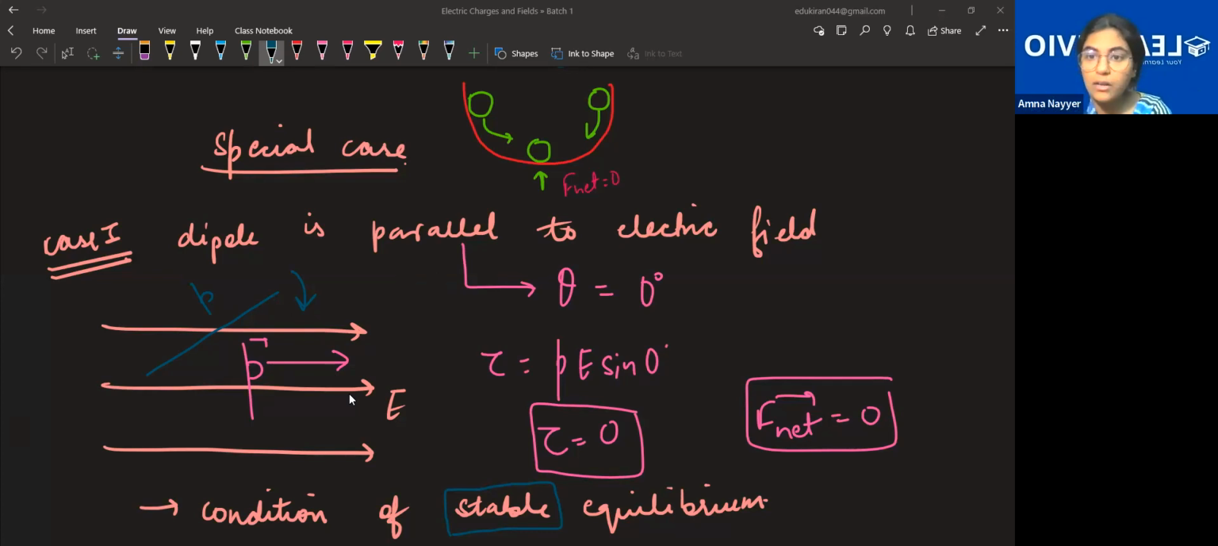Now what will the torque try to do? Torque will try to align this back. So again, I will have the original position of the dipole. I am able to retrieve the original position of the dipole. That's why this equilibrium is called stable. Now is it clear? Yes, ma'am.